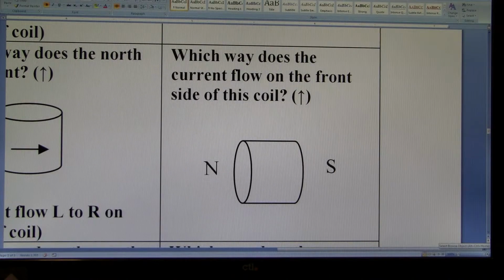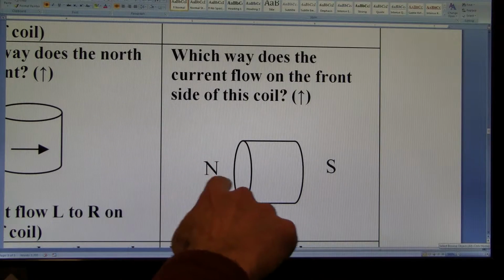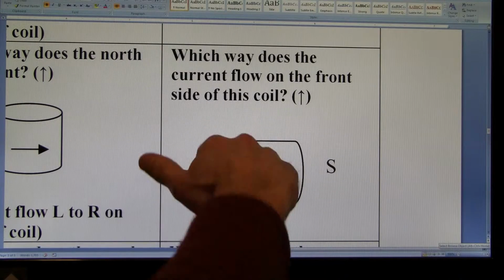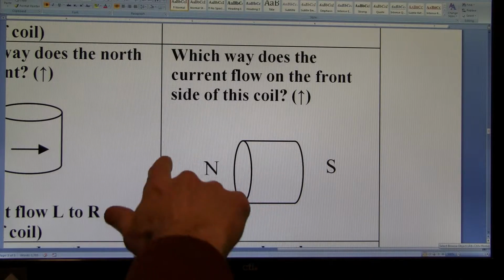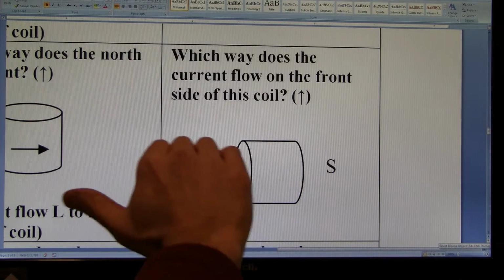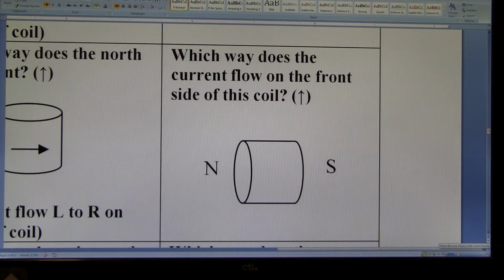And then if we want the North Pole on the left side, South Pole on the right side, we would have to make the current flow up the front of this coil, down the back, up the front. As seen from the left side, it would be anti-clockwise, okay, to make the North Pole this side. Alrighty.